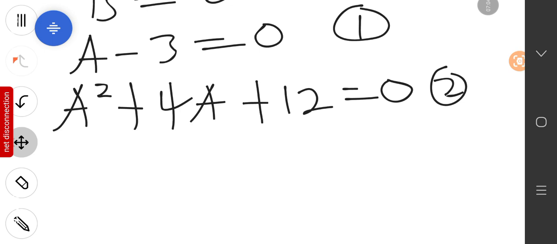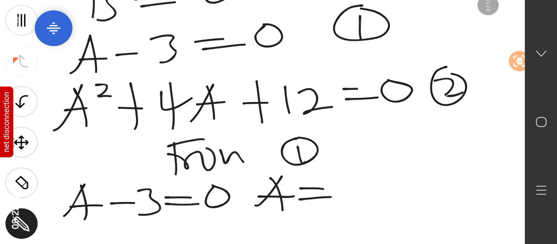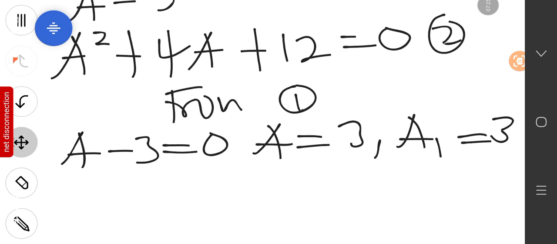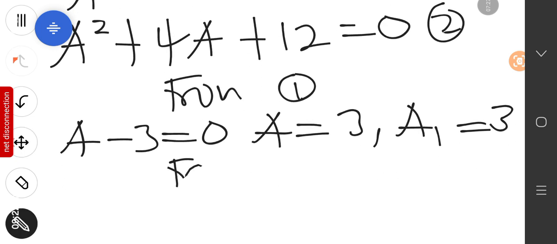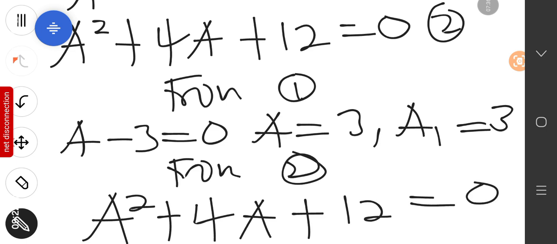From equation 1, a minus 3 equals 0. So a equals 3. We can say a1 is 3. From equation 2, we have a squared plus 4a plus 12 equals 0.